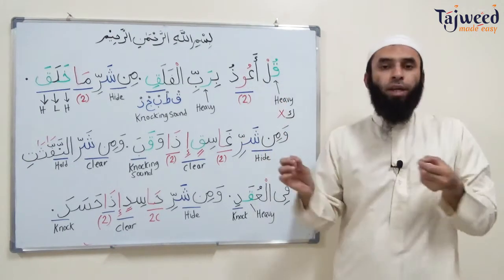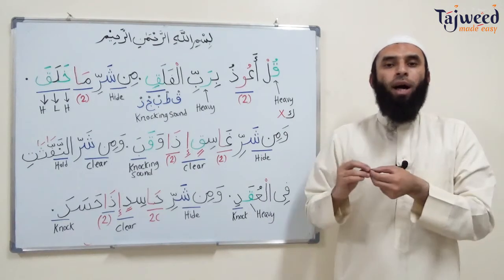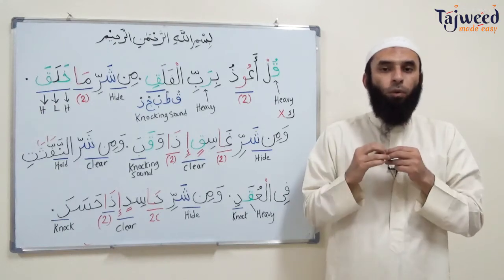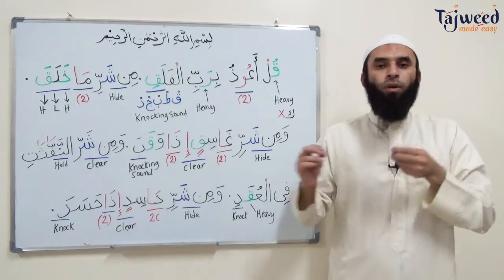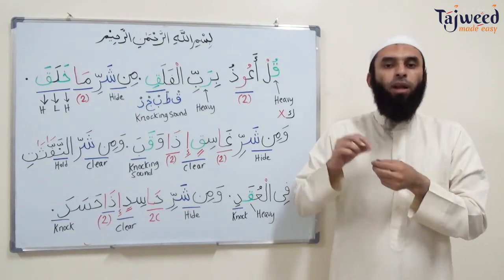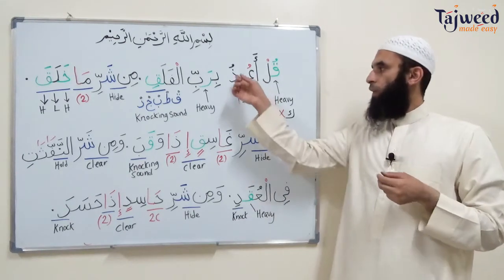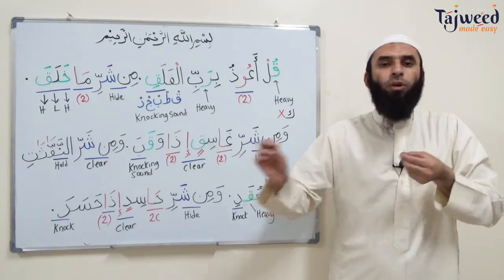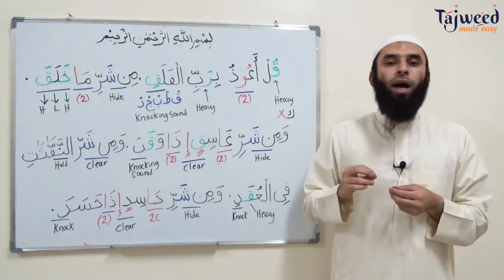Then we're going to do two counts. So, a'u, we should open our lips forward when we pronounce the ain with the dhamma. A'u, qul a'udhu. Dal, we shouldn't stretch the dal too long. So it's not qul a'udhu, but qul a'udhu.